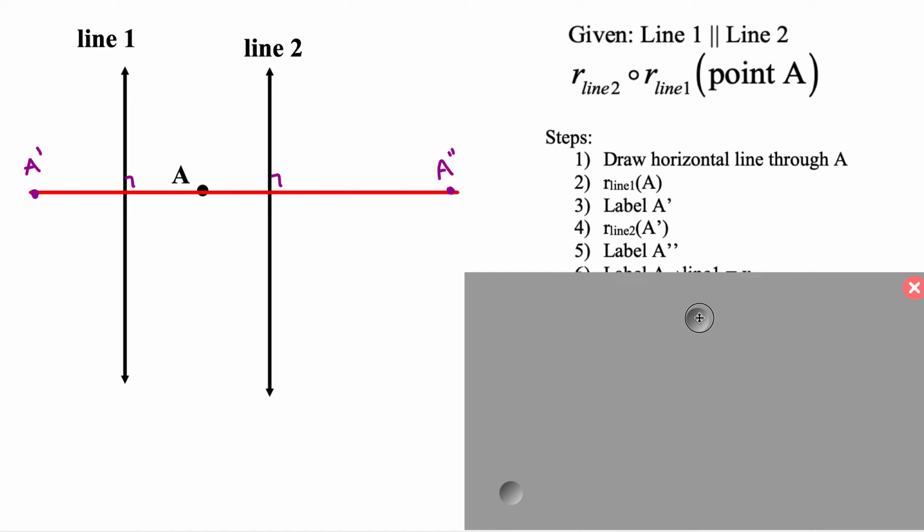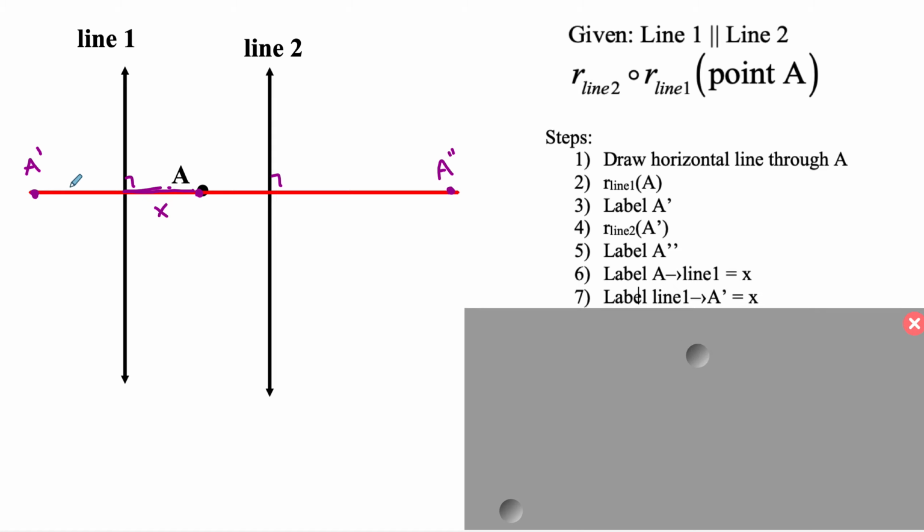And then I'm going to label A to line 1 equal to X. Now these distances are unknown. A is somewhere between these. So this distance from here to here is going to be X. We're just talking about this piece here. That means that if I reflect this over this line, if this distance is X, this distance has got to be X. So, look at that: label line 1 to A prime equal to X also. It's got to be the same.